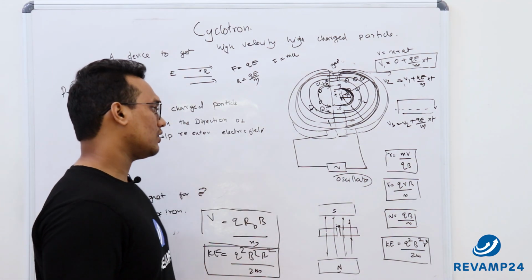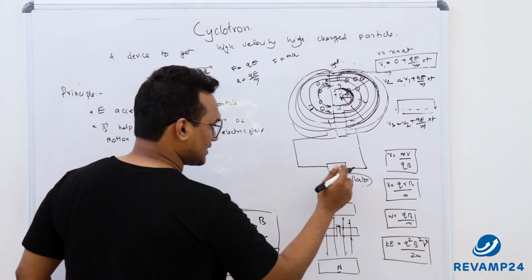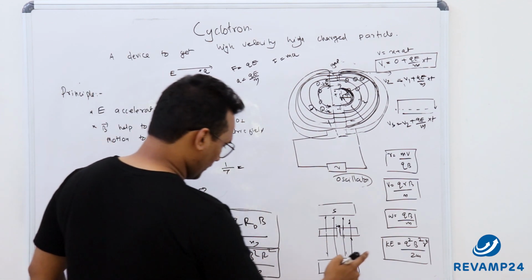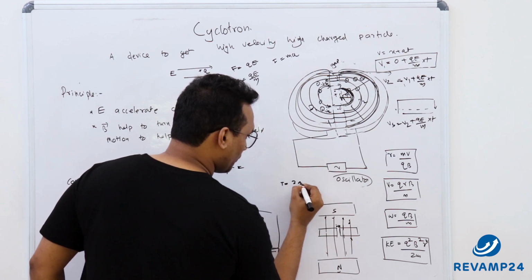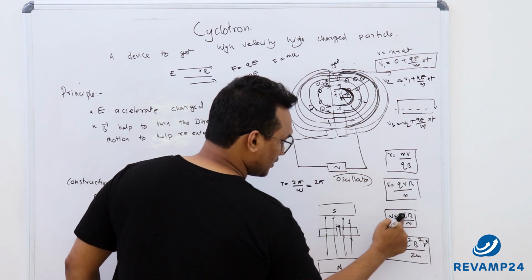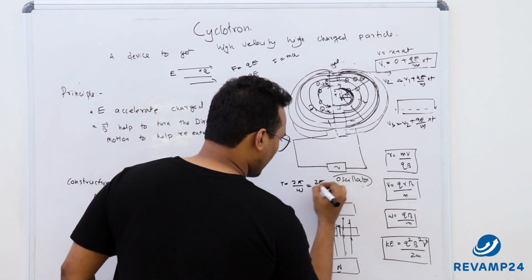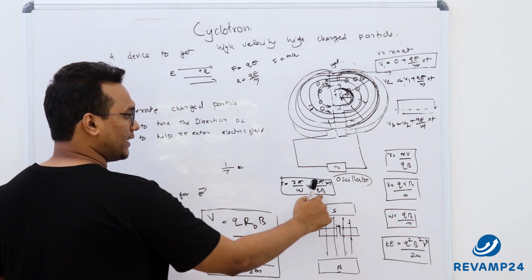Now we will also try to get the value of oscillator frequency. So frequency is nothing but 1 by time period. So we know the value of time period. What is the value of time period? We will derive it. T is equal to 2 pi by omega. So omega is nothing but QB by M, right? So this is the value of time period, 2 pi M by QB.